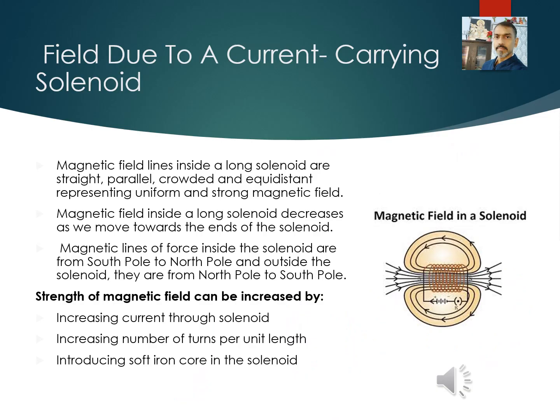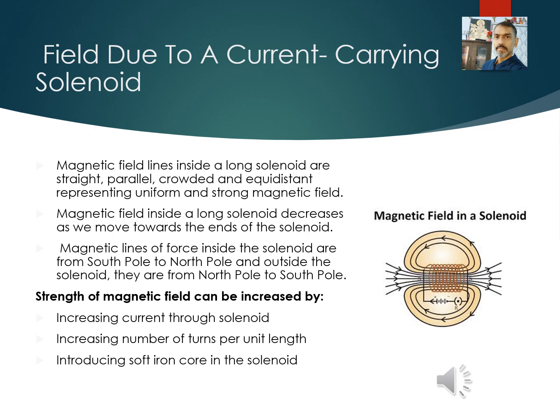Magnetic field lines inside a long solenoid are straight, parallel, crowded and equidistant, representing a uniform and strong magnetic field. Magnetic field inside a long solenoid decreases as we move towards the ends of the solenoid because magnetic field lines near the ends of the solenoid start spreading out. Magnetic lines of force inside the solenoid are from south pole to north pole, and outside the solenoid, they are from north pole to south pole.